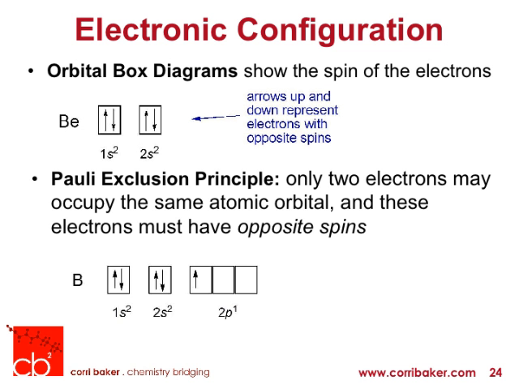Now don't worry too much about this opposite spin thing. Basically it just means that if we have 2 electrons in the same orbital, the only way that they can be in the same orbital without crashing into each other or something is that they must have opposite spins. So that's just called the Pauli exclusion principle.